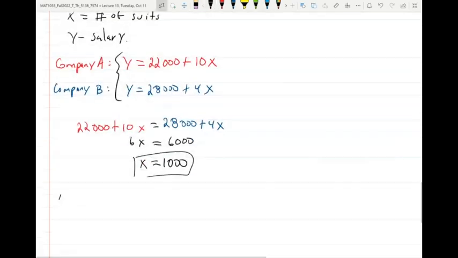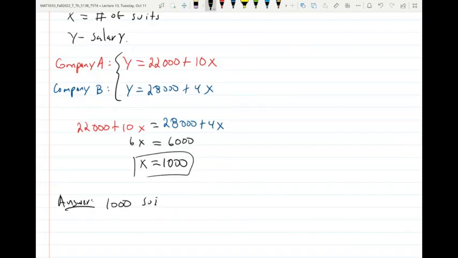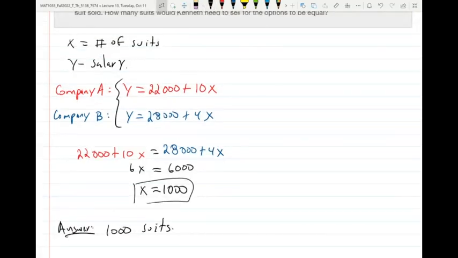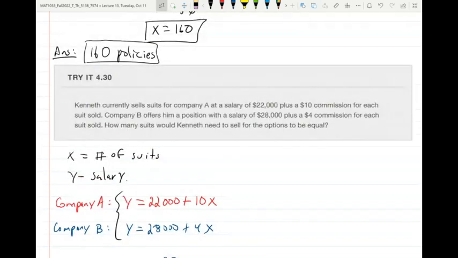Yes? So the answer would be 1,000 suits. That's how many suits he needs to sell to be able to match, for the two salaries to match. Okay. Any questions? For example, why something like this would be important? If you read the problem, you see this guy, he's already working at the first company and he already has a salary, but he has experience in this. So he already knows how many suits he's able to sell in a year.